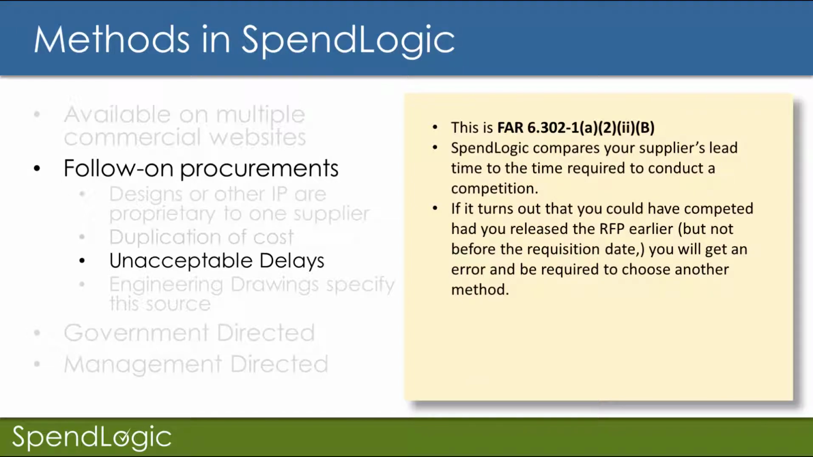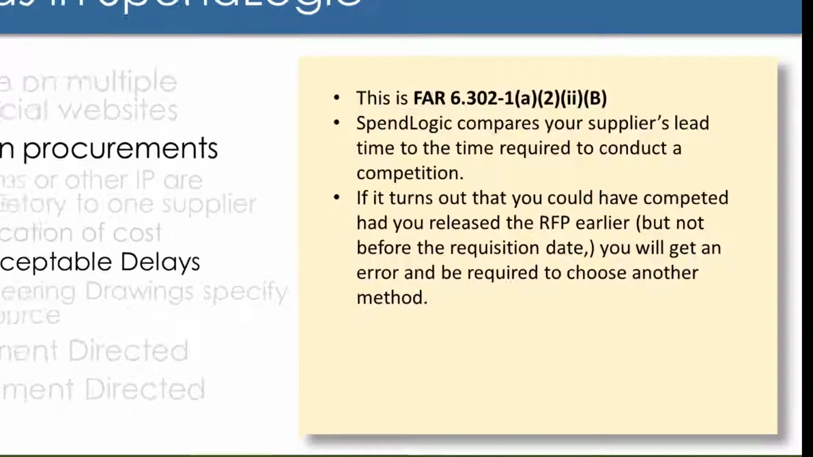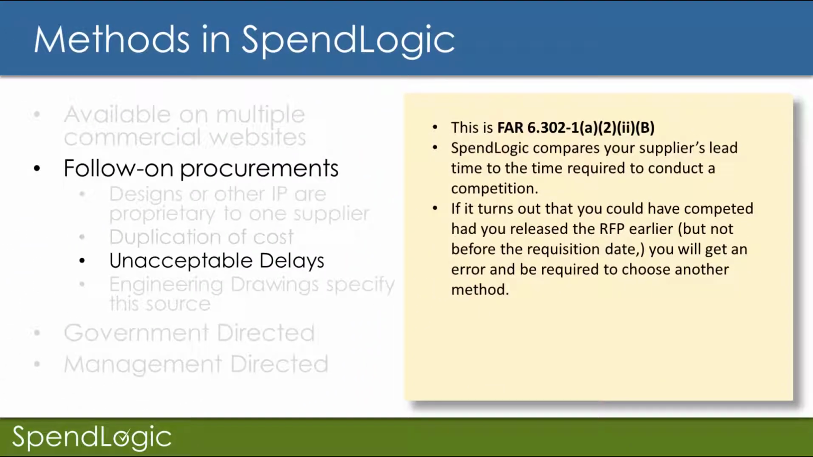Unacceptable delays refers to cases where delivery dates do not support the timeline that would be required to conduct competition. SpendLogic calculates when a competition must be started based on lead times and requisition dates, and then determines whether this argument holds water. If SpendLogic determines that you have or had the opportunity to compete but just released the RFQ too late, you'll get an error and will not be able to use this method.